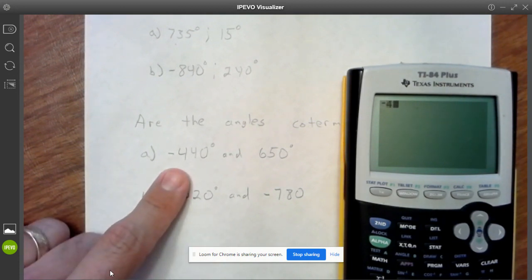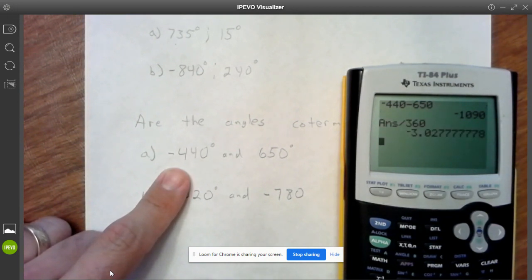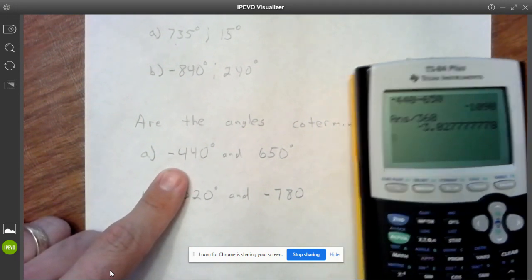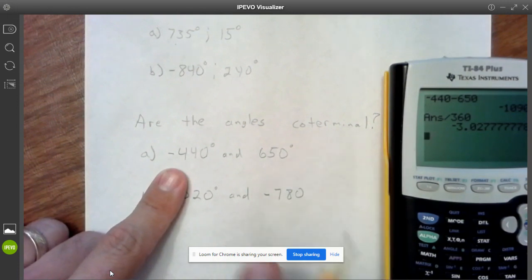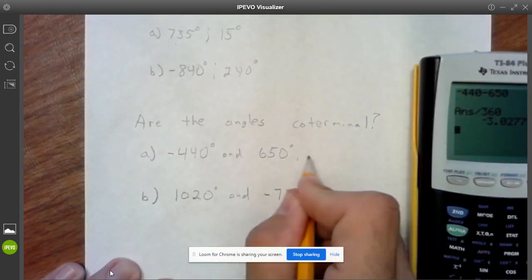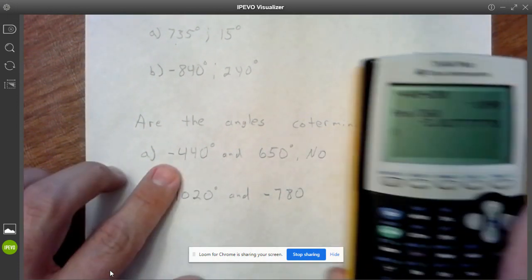So negative 440 minus 650. And I'm just going to see whether or not this is divisible by 360. So divided by 360. And it is not evenly divisible by 360. So these angles are not coterminal. So here would be a no. Just to show you here.